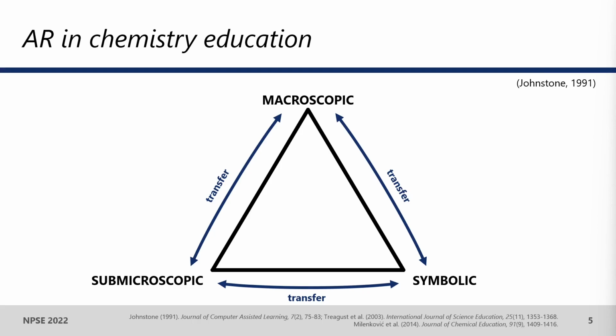For a complete understanding, students need to be able to transfer between these representations. Teaching that considers the interdependency of these 3 levels and focuses on the transfer from one representation to another improves the learning of chemical concepts and reduces the mental load of the students.